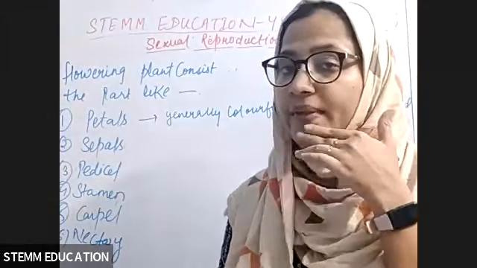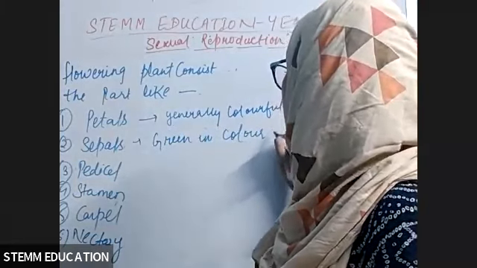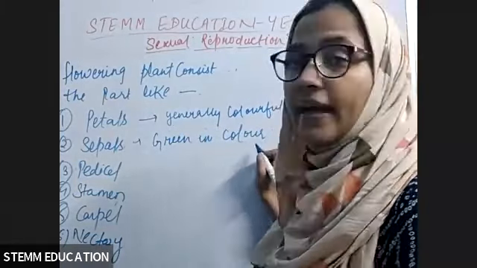Next one is sepals. Sepal is generally green in color. From the sepal, the petal is connected. Pedicel is known as the flower stalk. Through the flower stalk, the flower is connected to the stem.